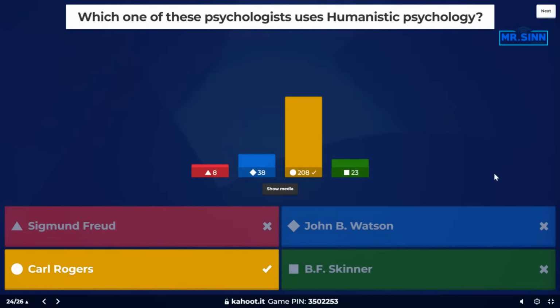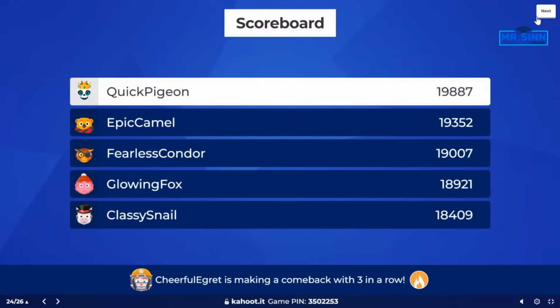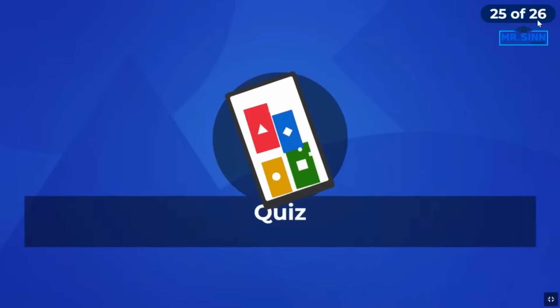And the majority of people got this one. It is Carl Rogers. Yes. Remember, Watson is going to be for behaviorism. Skinner is going to be for behaviorism with operant conditioning. And then Sigmund Freud, we just talked about this, psychoanalytic theory, and later psychodynamic approach. So that's a big focus on the unconscious mind.